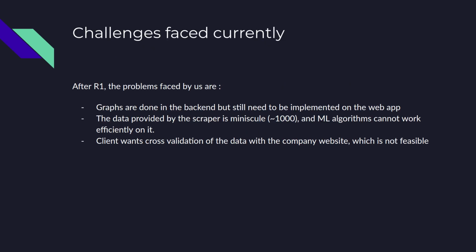The challenges we currently face are that after R1, the graphs are done in the backend but still need to be implemented on the web app. The data provided by the scraper is, as mentioned, around the degree of 1000, and the ML algorithm cannot work efficiently on it. The client wants cross-validation of the data with websites of companies, which was noted as not feasible.